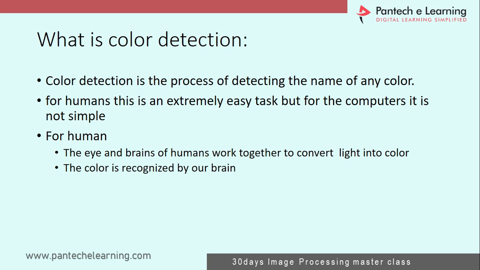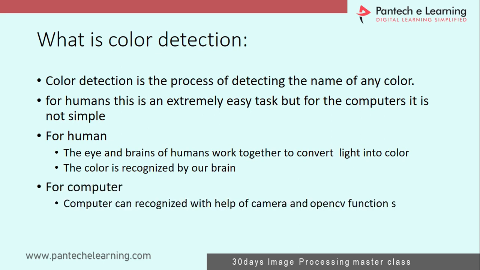That is possible because of experience. So that is why I am saying the eye and brain of the human work together to convert the light into color. The color is recognized by our brain. What about the computer? The computer can recognize it with the help of the camera and OpenCV functions. That is very important here.